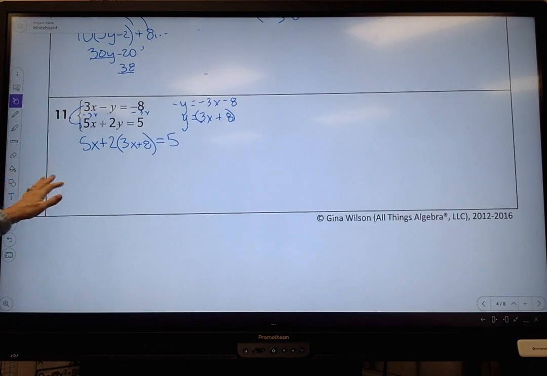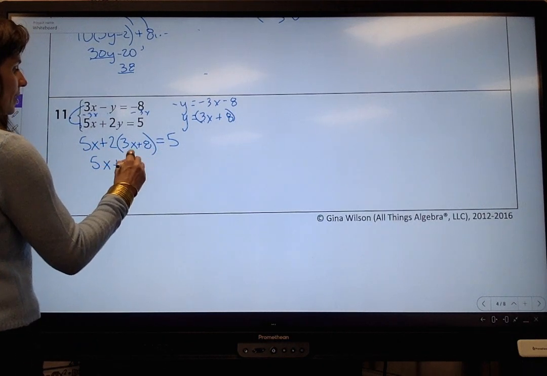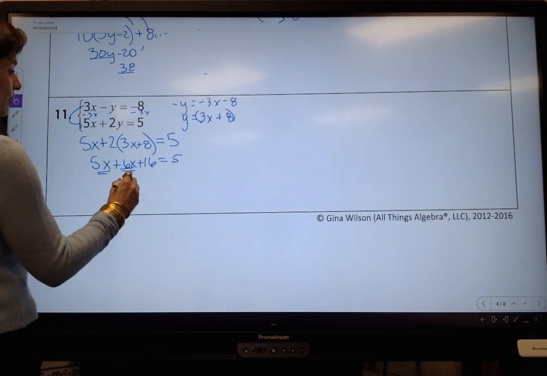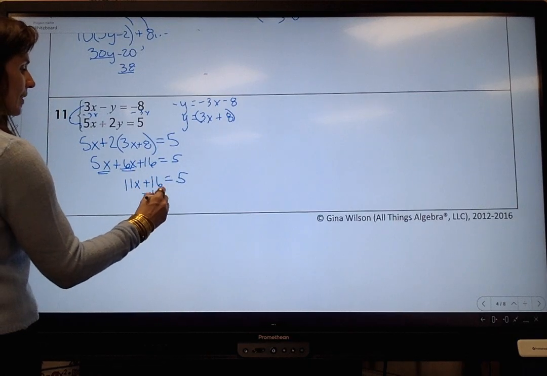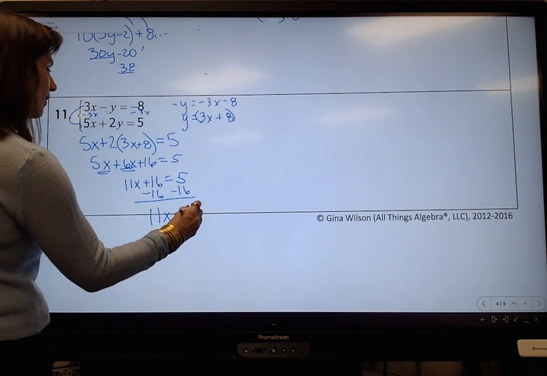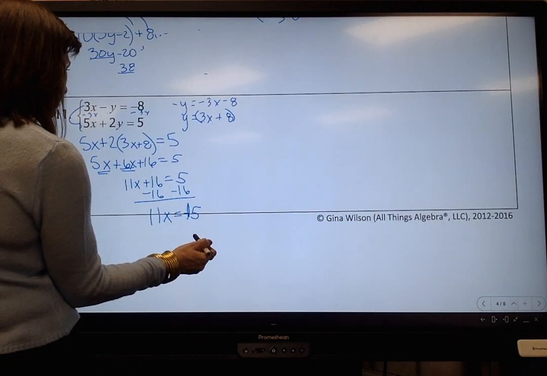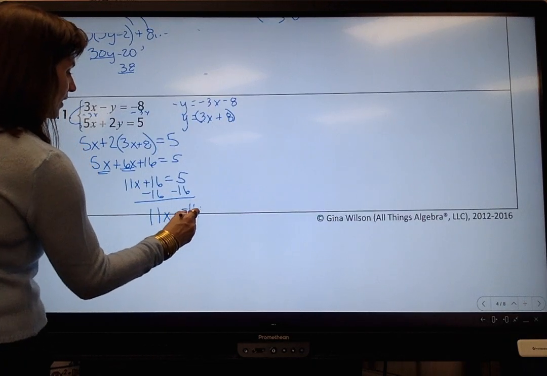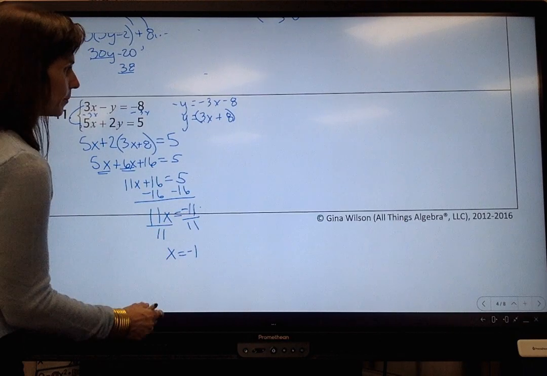So now I solve it because my variable is all the same. So I distribute, plus 6x plus 16 equals 5. I combine like terms. I get 11x plus 16 equals 5. Subtract 16 on both sides. 11x equals negative 11. What am I doing? I can't do math. Negative 11, and then divide both sides by 11, and x equals negative 1.